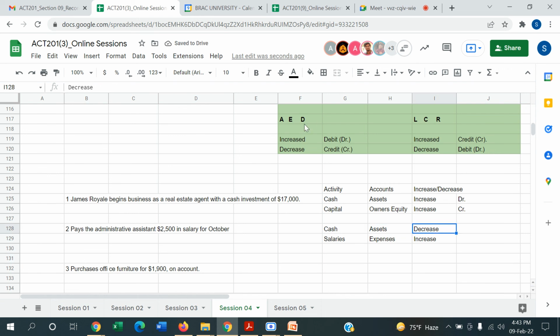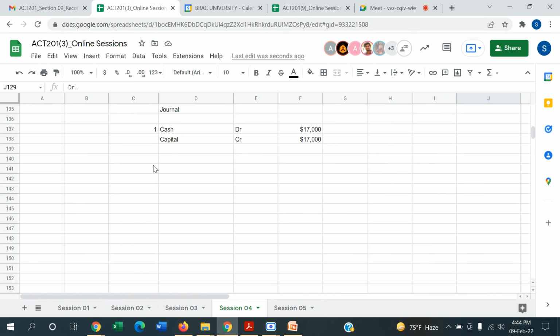Cash, asset decrease: if an asset decreases, credit. If an expense increases, debit. So cash should be credit, salaries should be debit. One thing we should keep in mind: we should record the debit first, then the credit. So salaries debit should be recorded first, then cash credit.